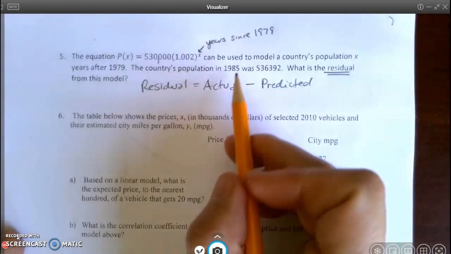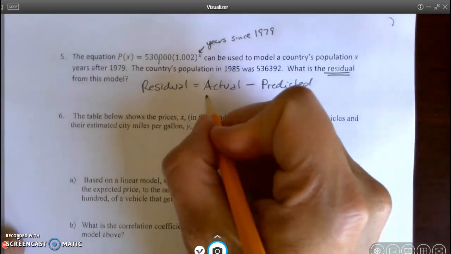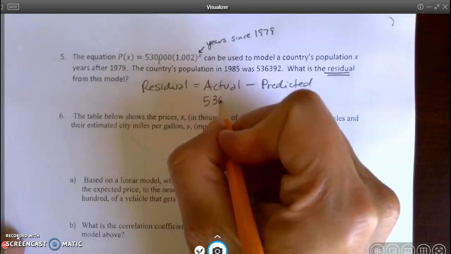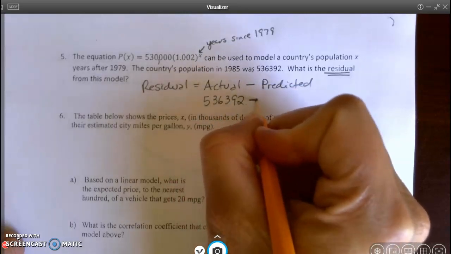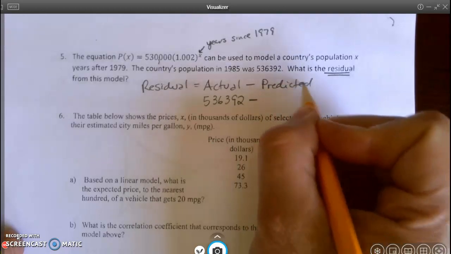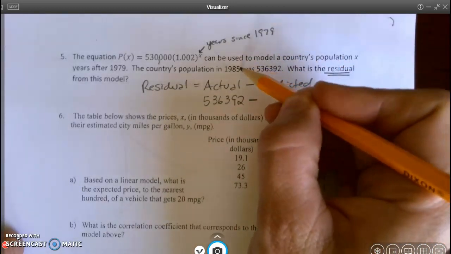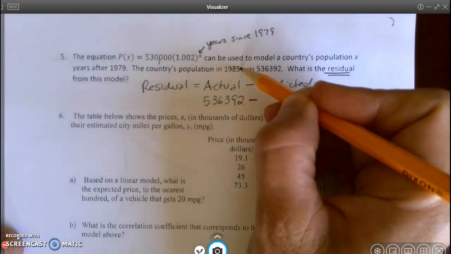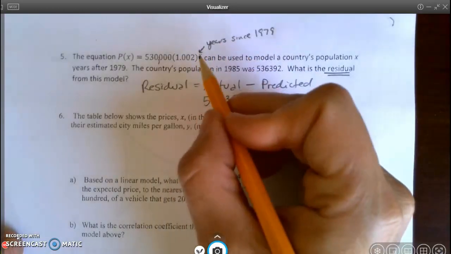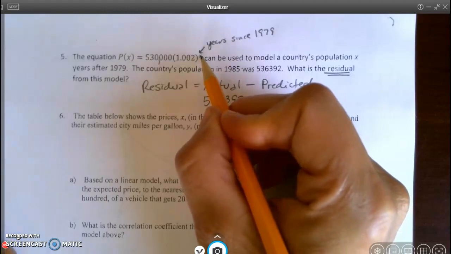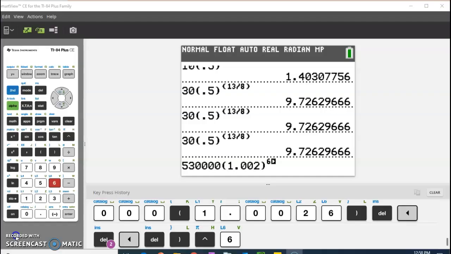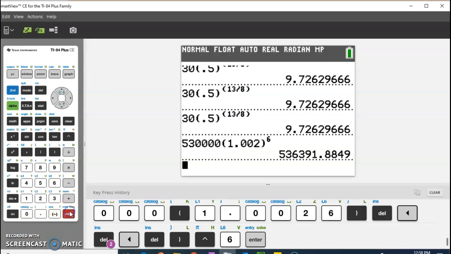So the actual population in 1985 is 536,392 minus, I need to find my prediction. Well, from 1979 to 1985, there are 6 years that have passed. So I'm going to need to put a 6 right here for x. So I'm going to go to my calculator. And I get that is my population. So I'm going to put that on my paper.